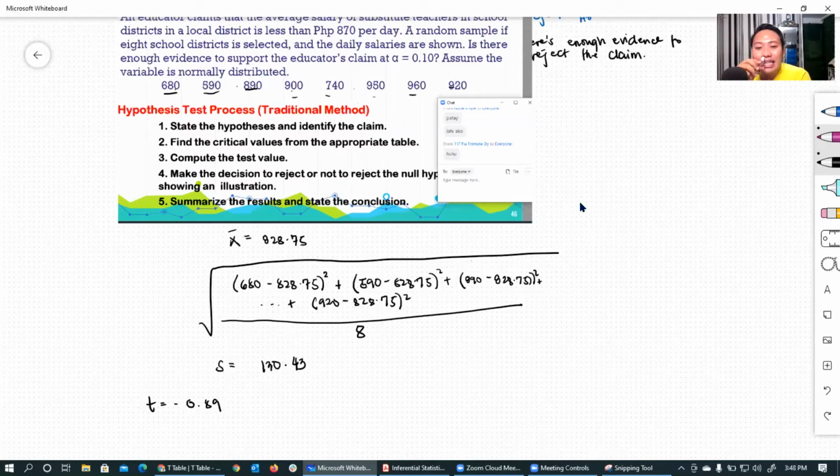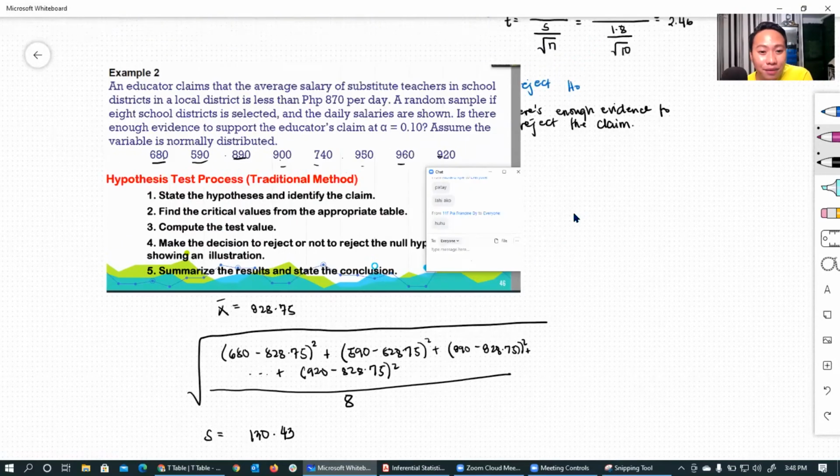Since you are accepting the null hypothesis, can anyone write on the chat box one of our conclusions, please? Go. Step 5 na. So can you write a conclusion? There is enough evidence to accept the claim.